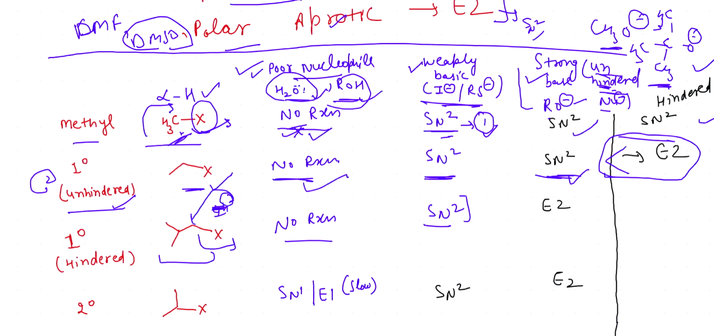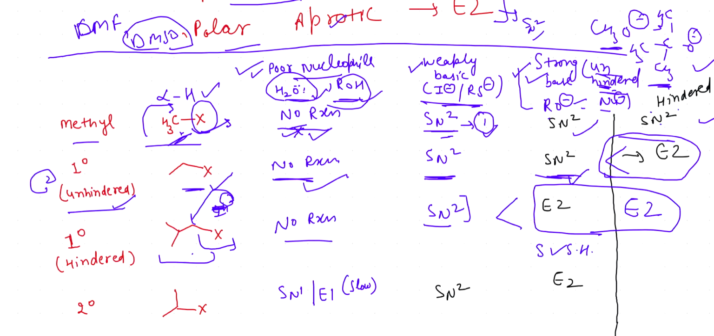Now here we are using a strong base, whether it is hindered or unhindered. In both cases, it will undergo elimination reaction because the base used is strong. Here there are two conditions: the substrate is also sterically hindered, and the base is also strong, either hindered or unhindered. Clear? So both these factors favor elimination reaction.